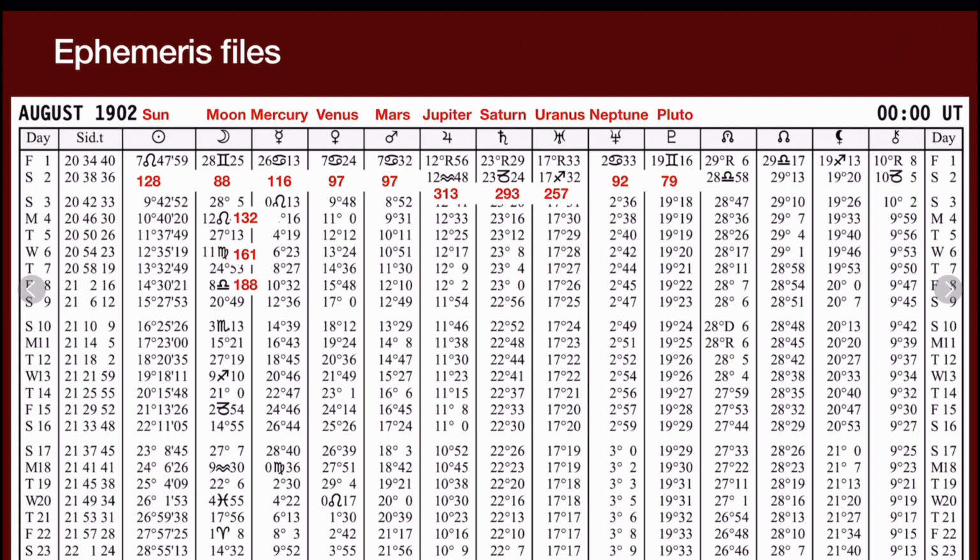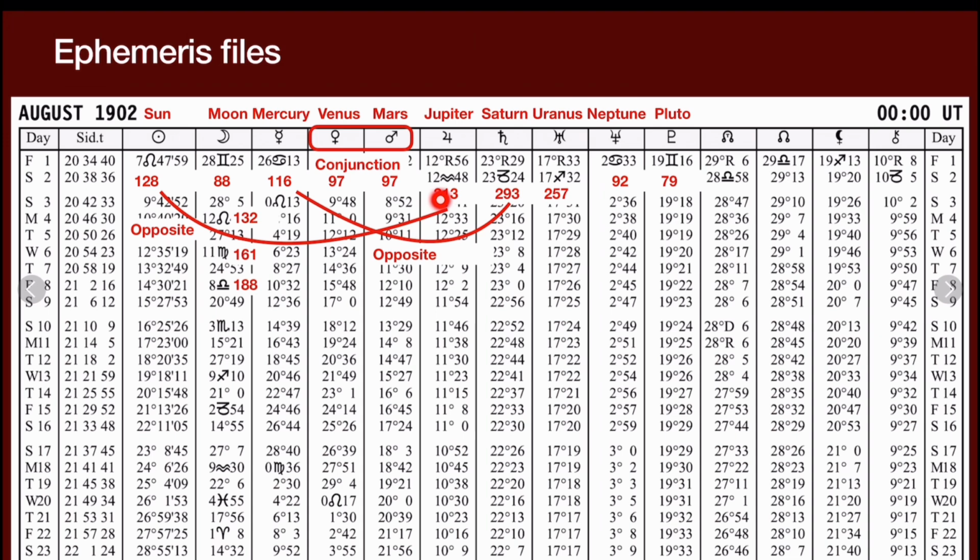Now what you've got to do is look at the aspects between the planets. So, for example, you'd need to take 293 minus 116. Now that's a few degrees off 180, but essentially 180 degrees is opposite, and that's considered a negative aspect.